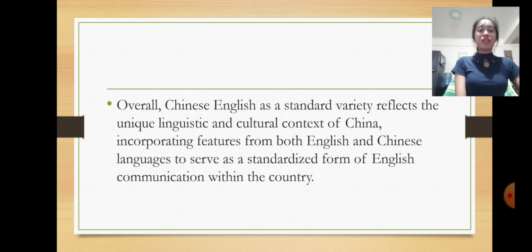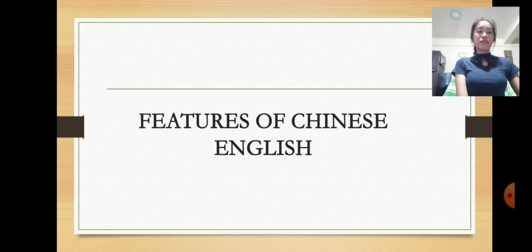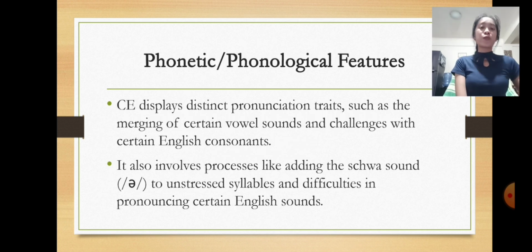Overall, Chinese English as a standard variety reflects the unique linguistic and cultural context of China, incorporating features from both English and Chinese languages to serve as a standardized form of English communication within the country. Next, let's discuss the features of Chinese English. Let's start with the phonetic or phonological features.